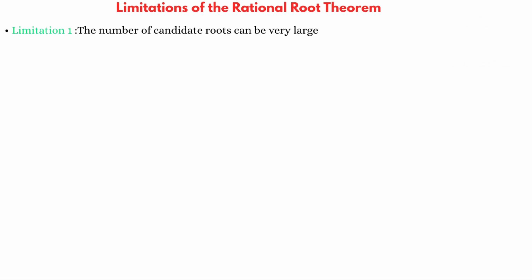Limitation 1. The number of candidate roots can be very large. For example, for the polynomial 6x cubed minus 7x squared minus 40x plus 21, we obtain 24 candidate roots.